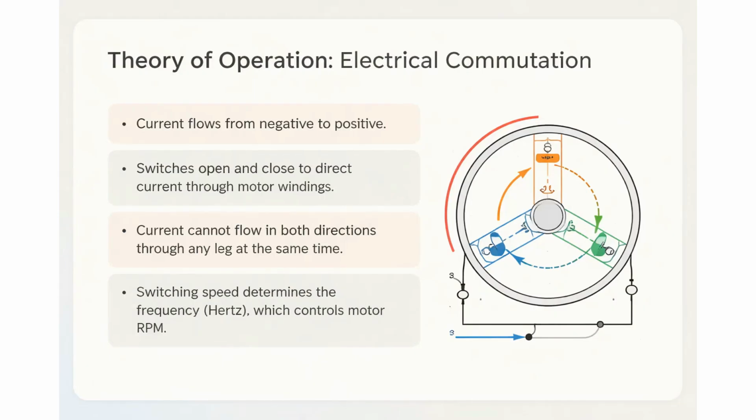So, how does this electrical commutation actually work? Imagine the solid-state switches as mechanical gates. The microprocessor closes specific switches to allow current to flow from the negative terminal through two legs of the motor windings and out to the positive terminal. By rapidly opening and closing these switches in sequence, the drive creates a rotating magnetic field. The speed at which these switches operate generates the specific frequency in hertz, which in turn dictates exactly how fast the motor will run.